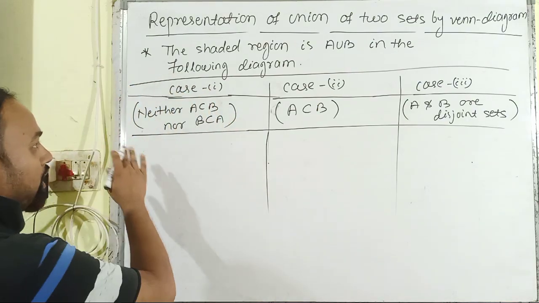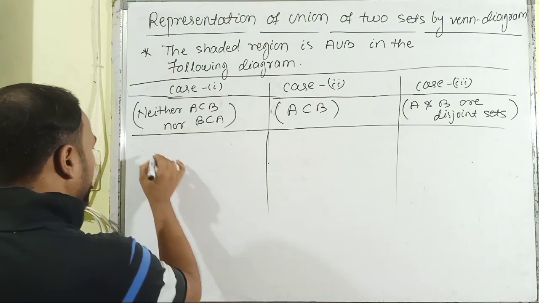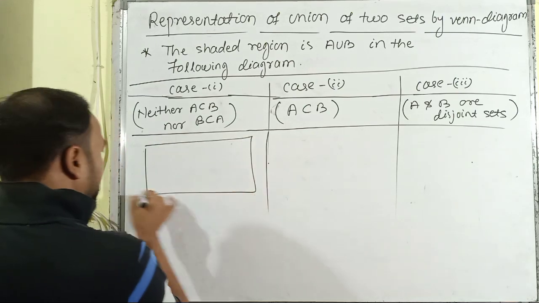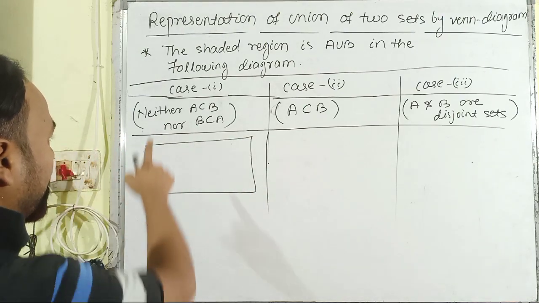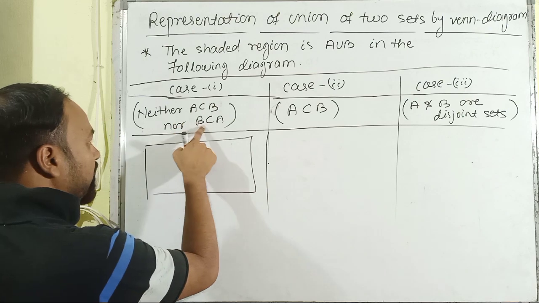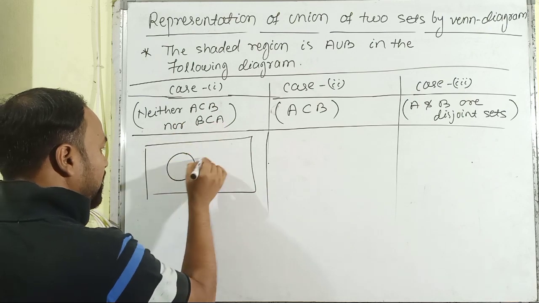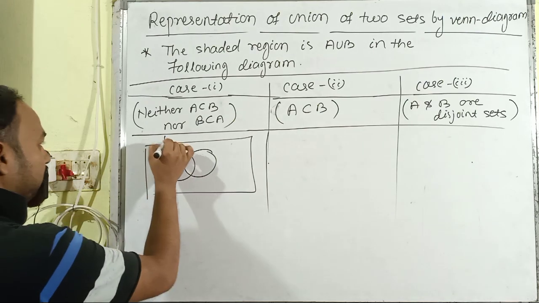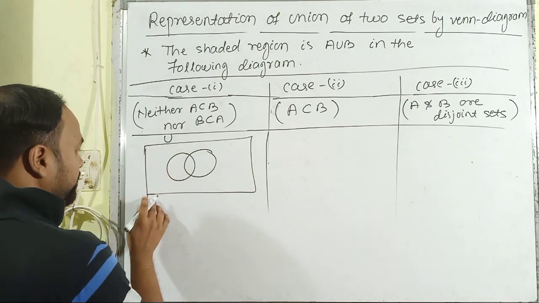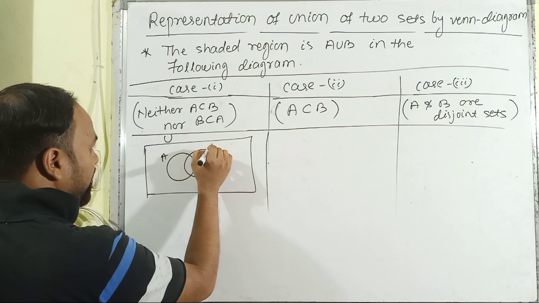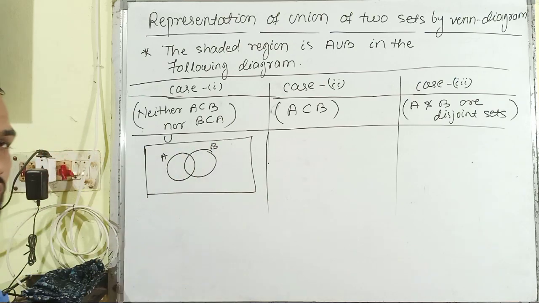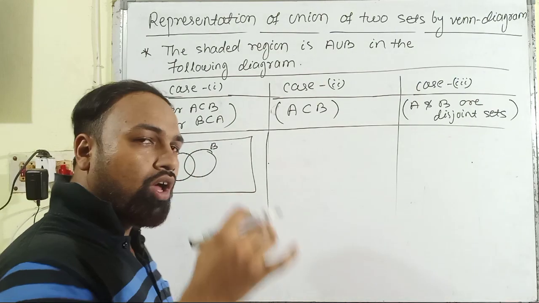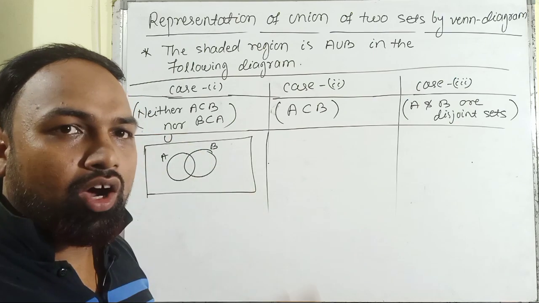So let us discuss the first case here, and let us draw the universal set. Neither A is a subset of B nor B a subset of A, that means this Venn diagram can be like this. And this is the universal set. And here are the A set and B set, and we have to choose all of the elements either in A or in B.